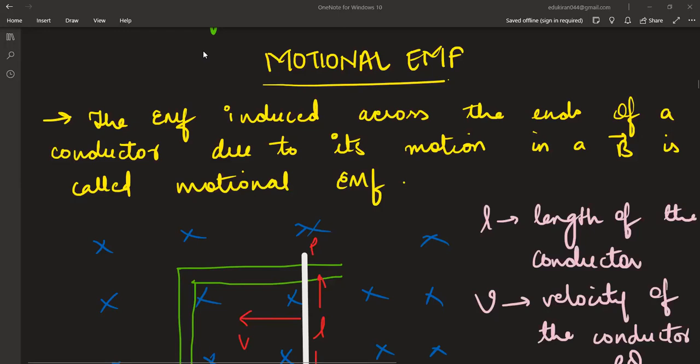Yesterday we had completed till Lenz's law. We have to start with motional EMF. Now, what is motional EMF? Motional EMF is basically when there is a motion of the conductor, then the EMF which is produced, we call it as motional EMF. So the EMF induced across the ends of a conductor due to its motion in a magnetic field is called the motional EMF.